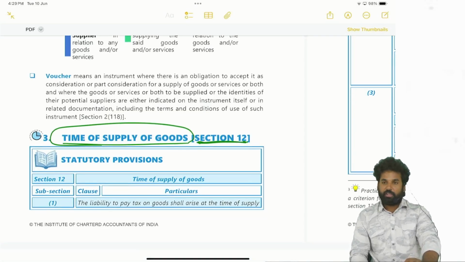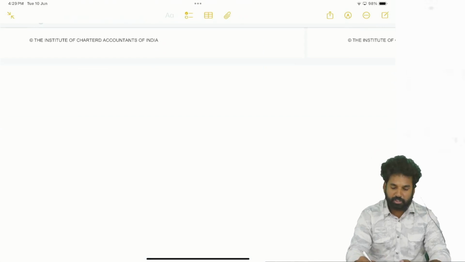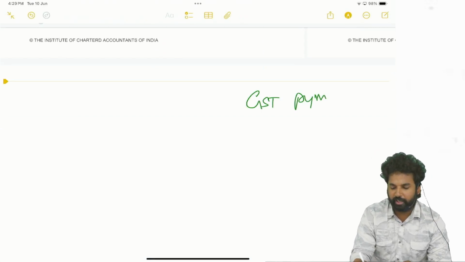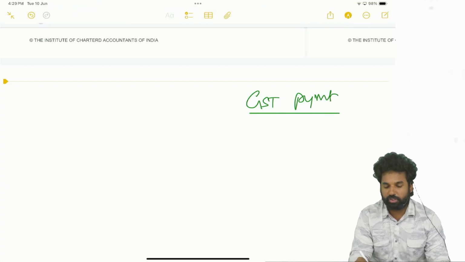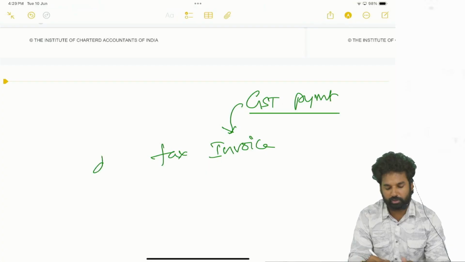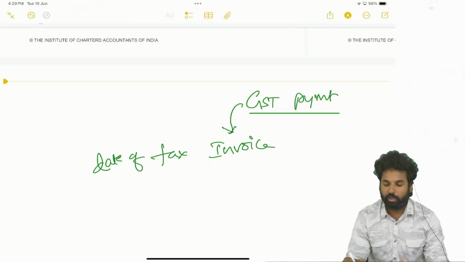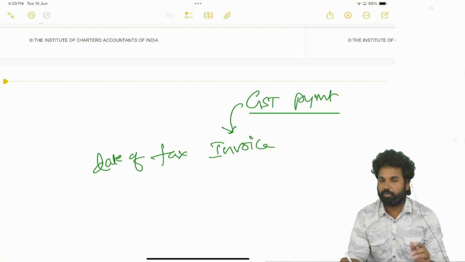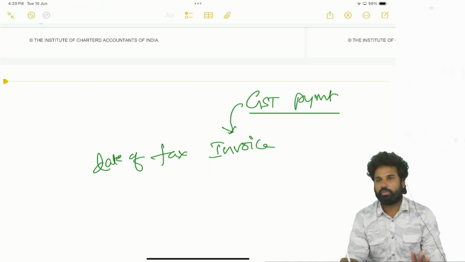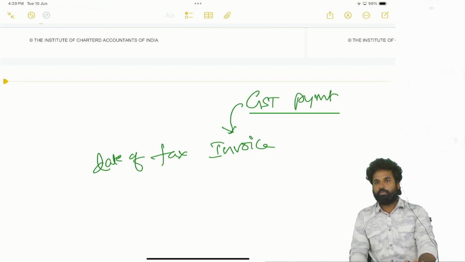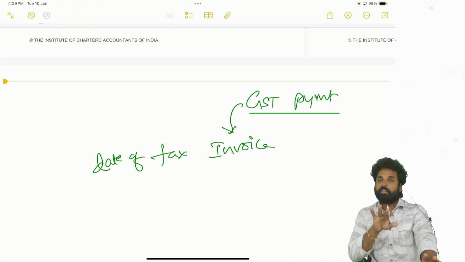Right. See, if the GST payment is linked just to the date of the tax invoice, then whenever you are issuing the invoice, you have to pay GST. The time of supply is the date of invoice. If it is so, then I will not issue the invoice, or I may delay issuing the invoice. That way, I can defer the payment of GST.